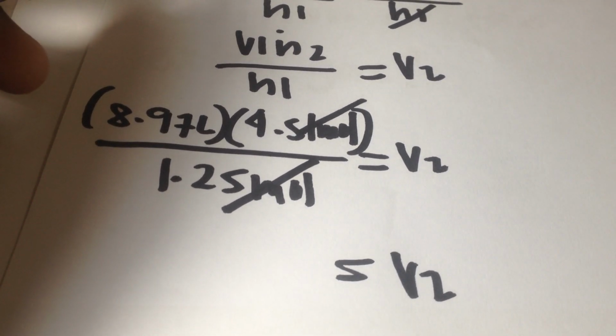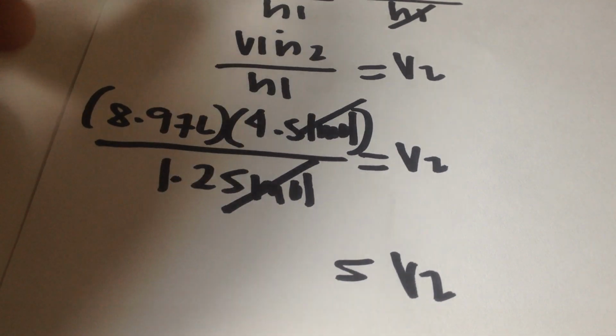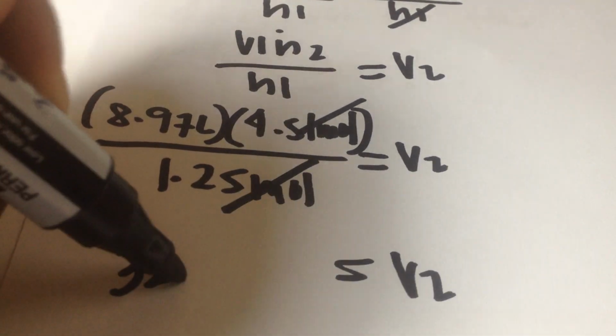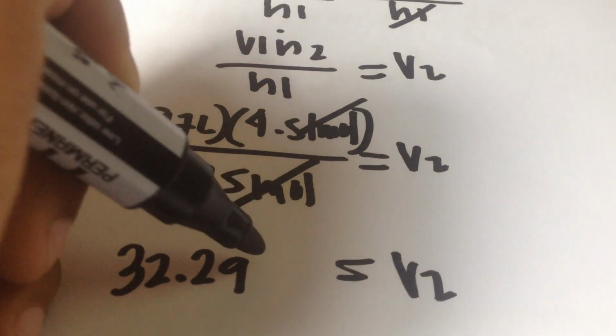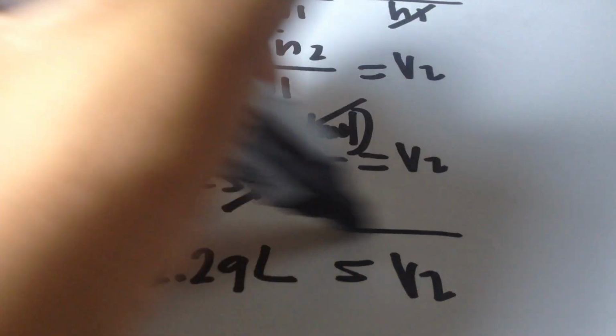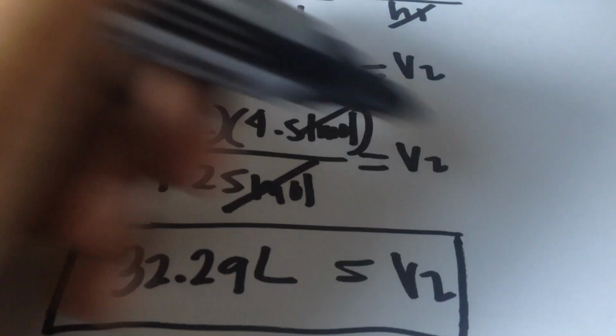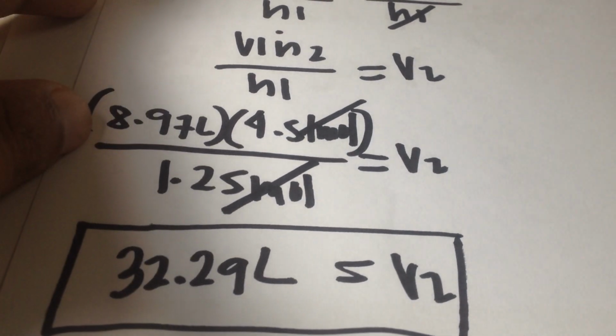So 8.97 times 4.51 divided by 1.25 equals 32.29 liters. So that is the final answer. So let's continue in number 5.